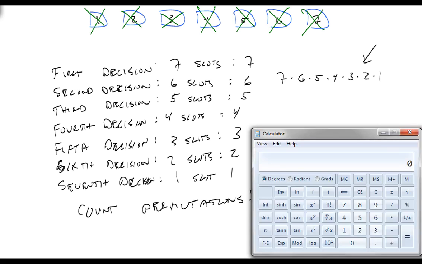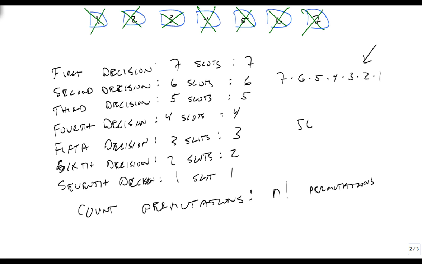So in this particular case, we get out our calculator, we do 7 times 6 times 5 times 4 times 3 times 2. I'm not going to times by 1 because that doesn't change it. This says that there are 5,040 different ways of sorting that shelf with 7 books.